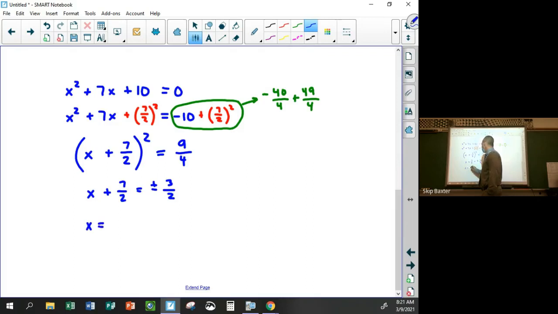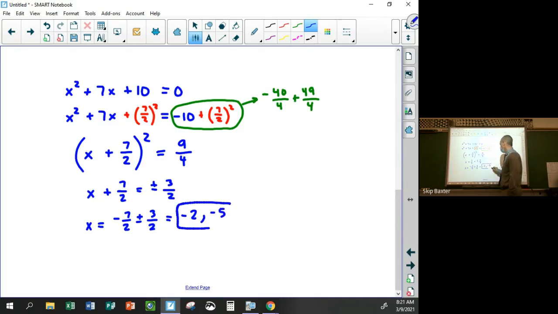So x equals negative 7 halves plus or minus 3 halves. So negative 7 plus 3 is negative 4 halves, which is negative 2. And negative 7 minus 3 is negative 10 halves, which is negative 5. So those are the two answers, negative 2 and negative 5.